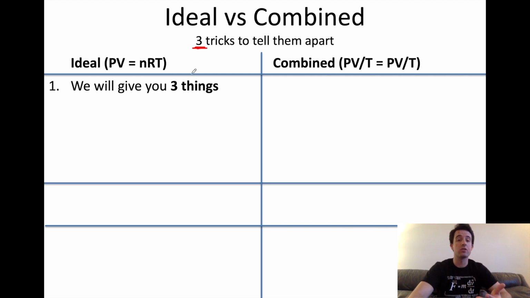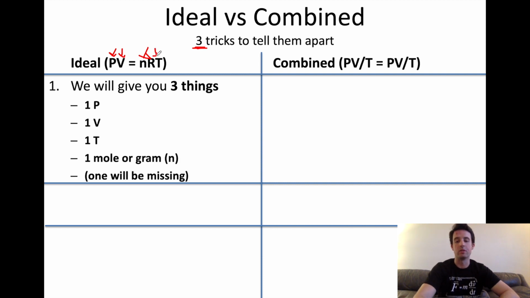In ideal gas law, you get three things. Because remember, there's four variables. You've got your P, your V, your T, and your N. So ideal gas law, remember, is PV equals nRT. We'll give you 3 out of the 4, and 1 will be missing.